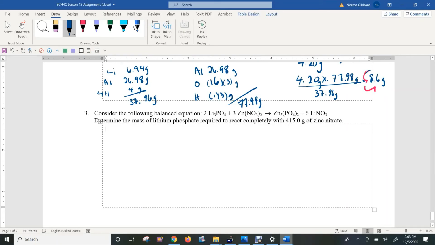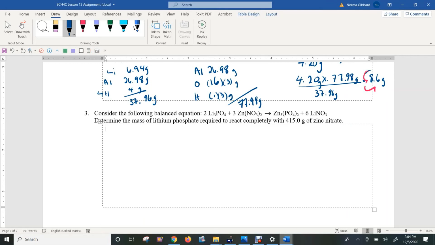Number 3, consider the following balanced equation. 2 lithium phosphate plus 3 zinc nitrate produces zinc phosphate plus 6 lithium nitrate. Determine the mass of lithium phosphate required to react completely with 415 grams of zinc nitrate.